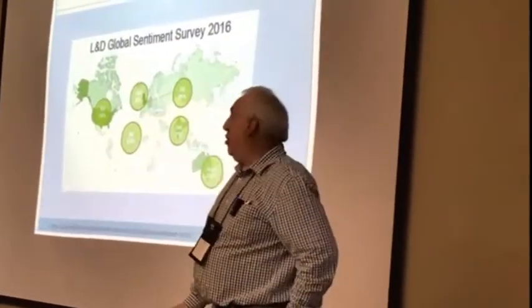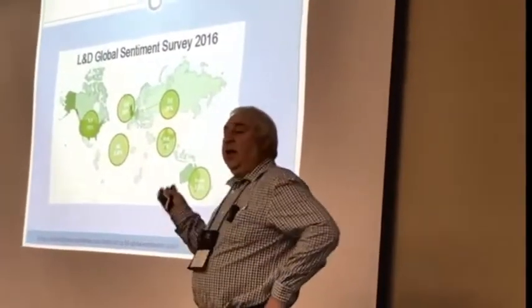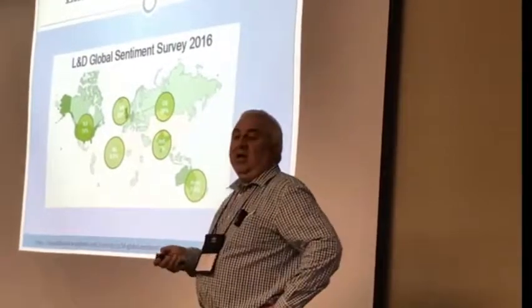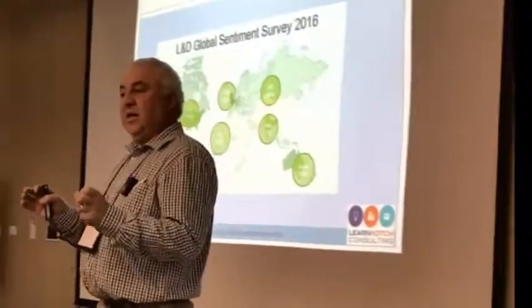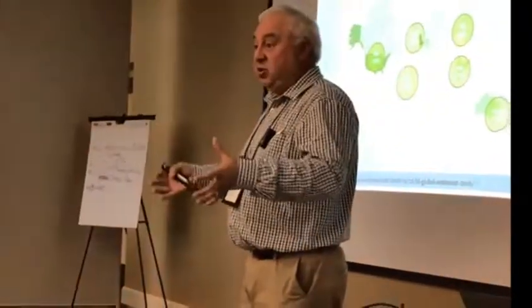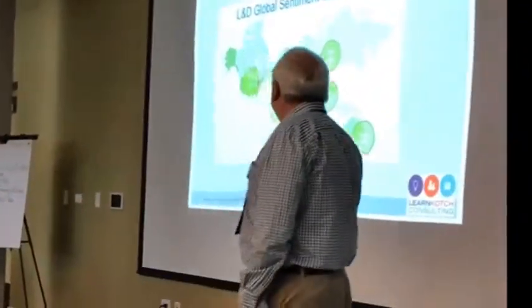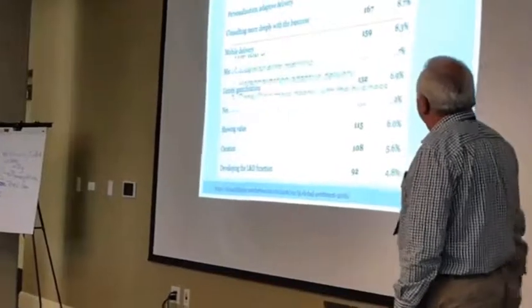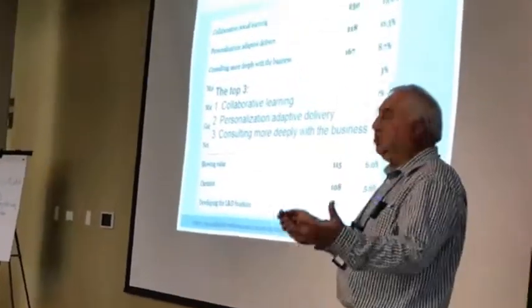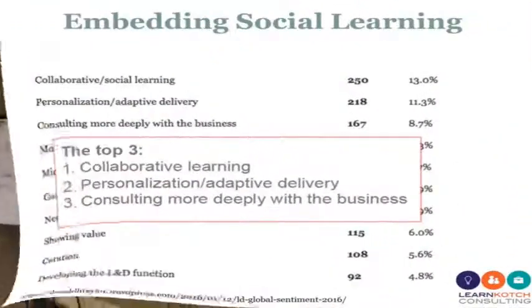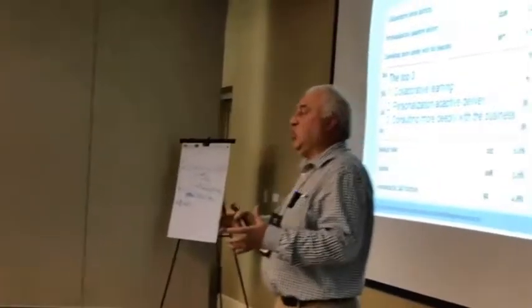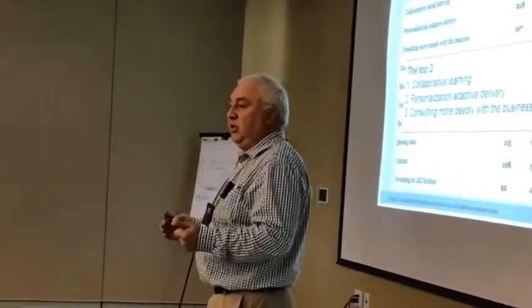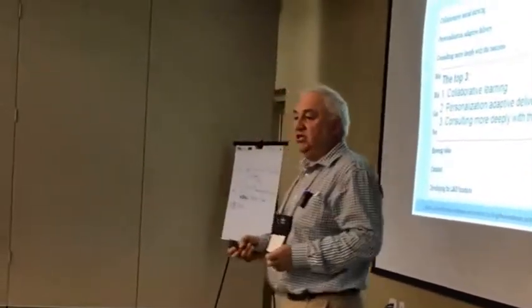And in last year's survey, they identified a number of trends that are key to people in the L&D space. What is it going to be about L&D that we need to start getting to grips with? And what they identified was collaborative learning, social learning. 250 respondents, at 13%, was the number one. L&D people are really keen, and it's seen as a major trend for them to start getting to grips with in order to make a difference in the organisation.